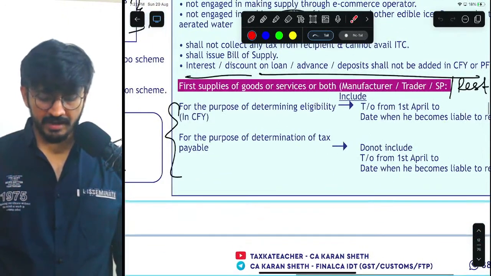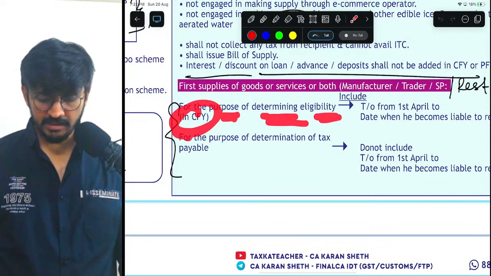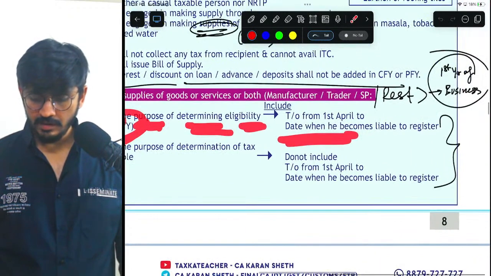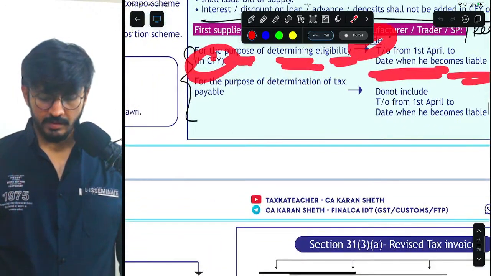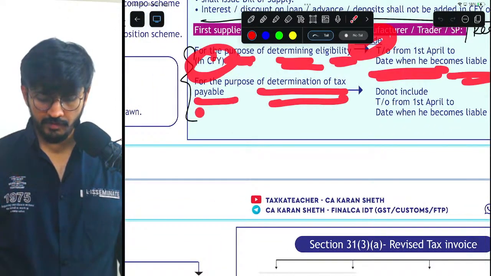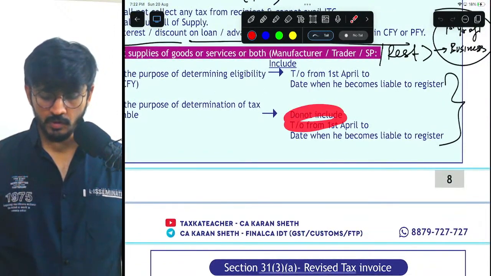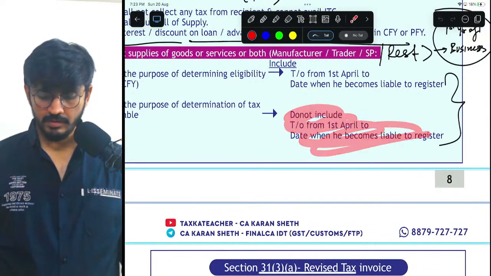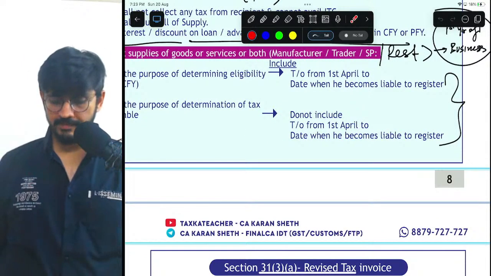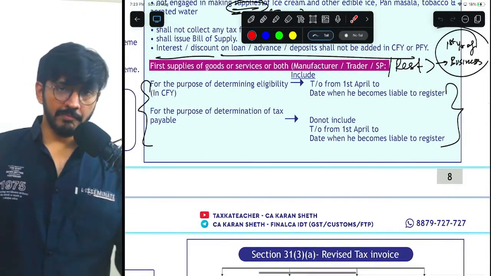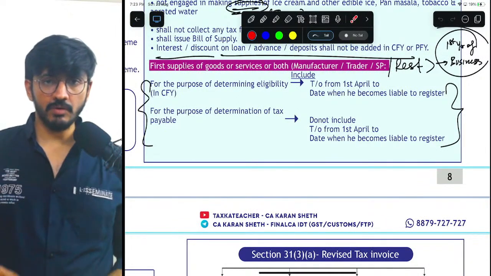While determining eligibility in the current financial year, include the data. But for the purpose of determination of tax payable, do not include. Why will you not include? Because it is exempt.